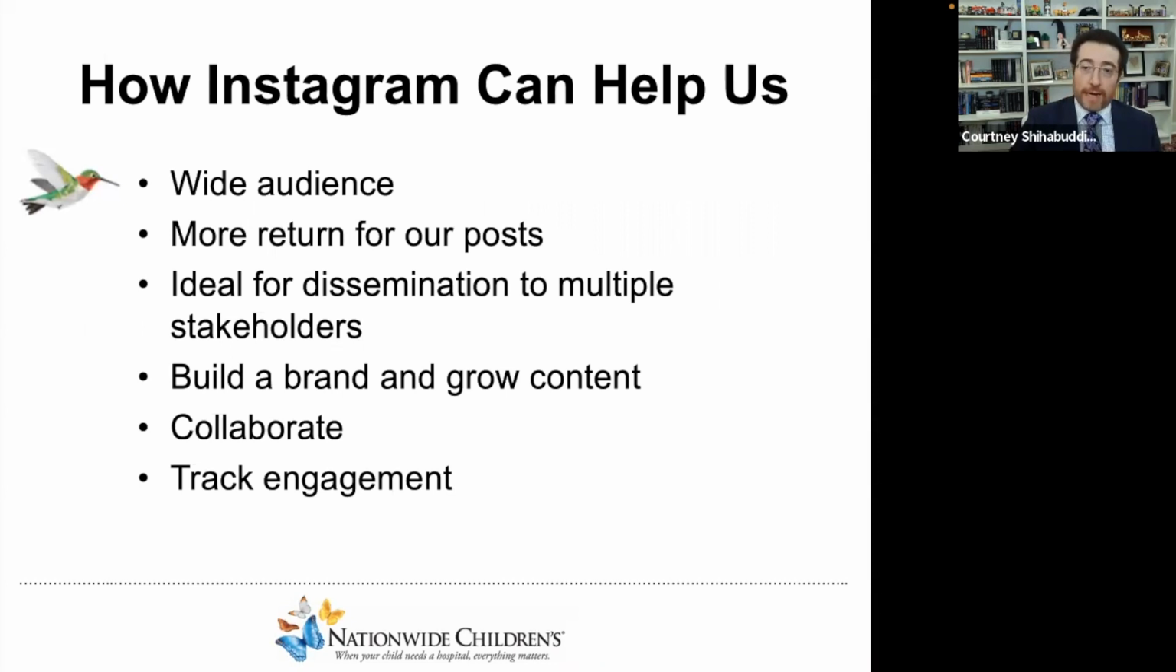So to sum it up, how can Instagram help us in our dissemination mission? It gives us a wide audience of colleagues, patients, and families. You can have more return for your posts through multiple platforms, making it ideal for dissemination to multiple stakeholders. And you can build a brand, a visual brand. Then you can collaborate and track engagement, and you can see statistics that can be used to drive more content, but can be used for grantsmanship, promotion, tenure, and creating more and more content, more and more collaboration and education.